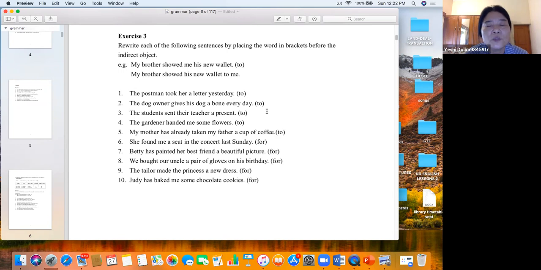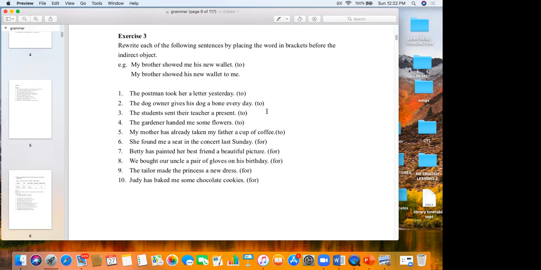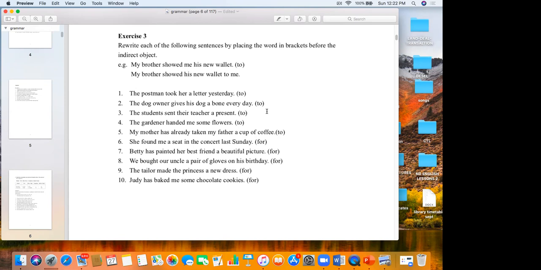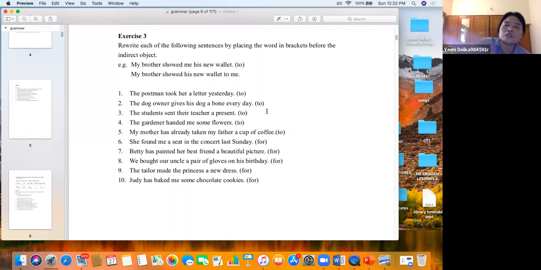Change this pattern with "to". The postman took a letter to her yesterday. The postman took a letter to her yesterday. All right. Okay, what about the second one?